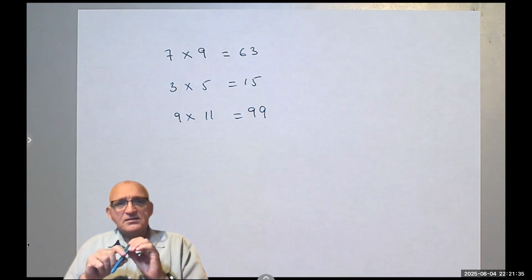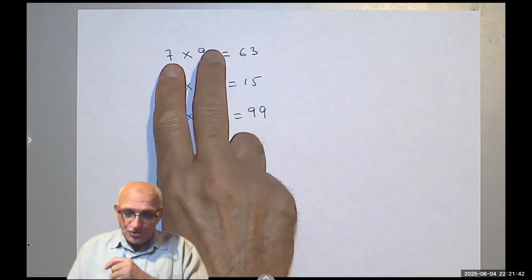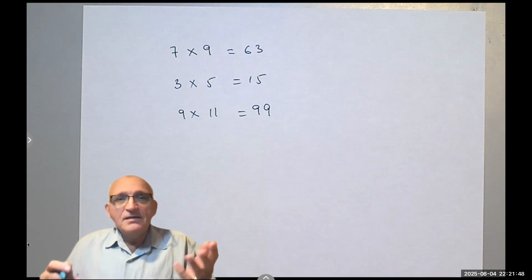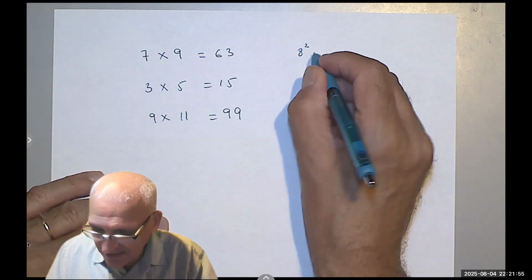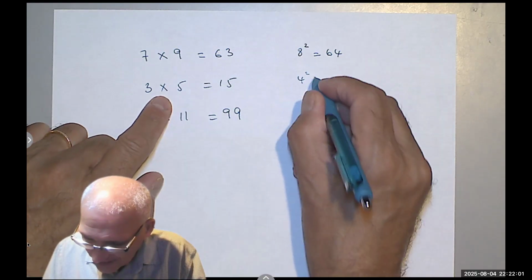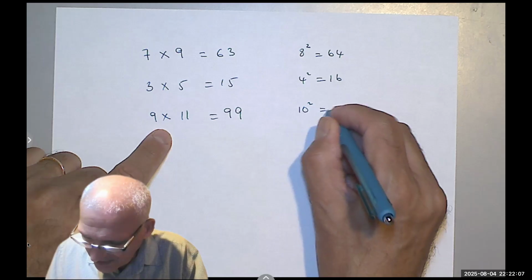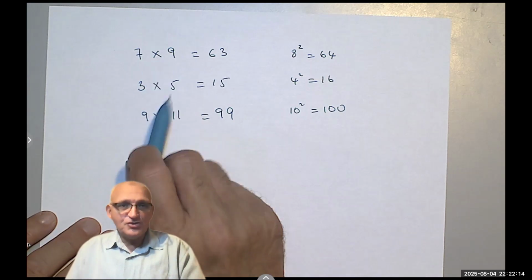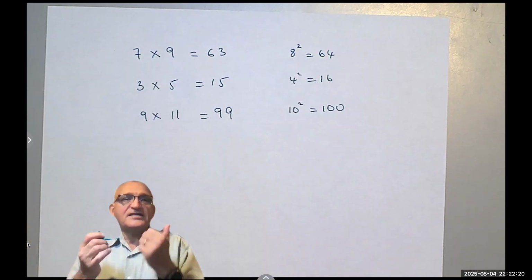So what do you see here? You see that I'm multiplying two numbers that differ by 2, correct? 7 and 9, 3 and 5, 9 and 11, or any other numbers. But have you seen that if I take the middle number, which is 8, and I square it, I get 64, 8 times 8? Or the middle number is 4, 4 squared is 16, or the one in the middle, 10, 10 squared is 100. What do you see? If you multiply two numbers that differ by 2, it's the same as squaring the middle number and subtracting 1 from it.